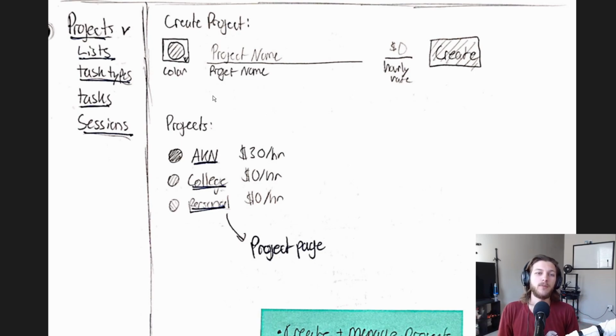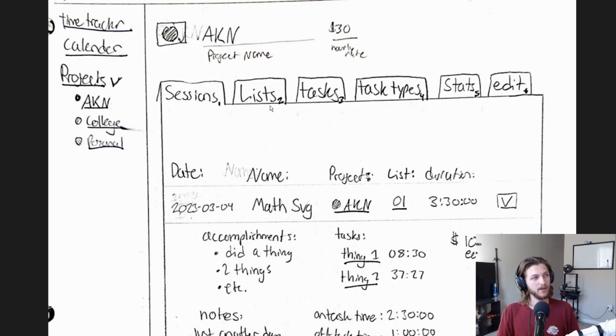So being able to create projects, giving them a color, project name, hourly rate, that's all the information you really need to create. And hourly rate is technically optional. Then you'll be able to have a link to the project page. This is what I'm thinking the project page might look like. You'll have sessions, lists, tasks, task types, stats, and being able to edit, which will all be a part of a project, because that's all the data associated with a project.